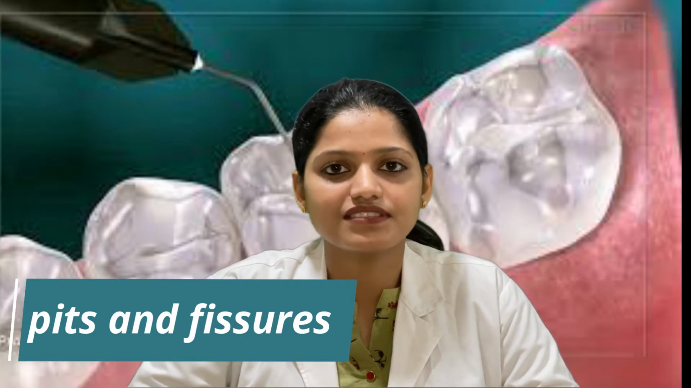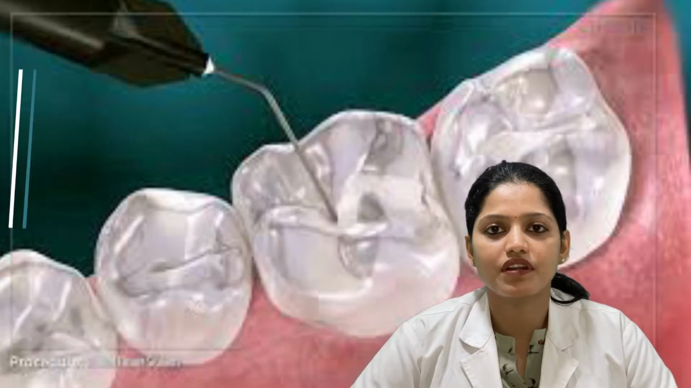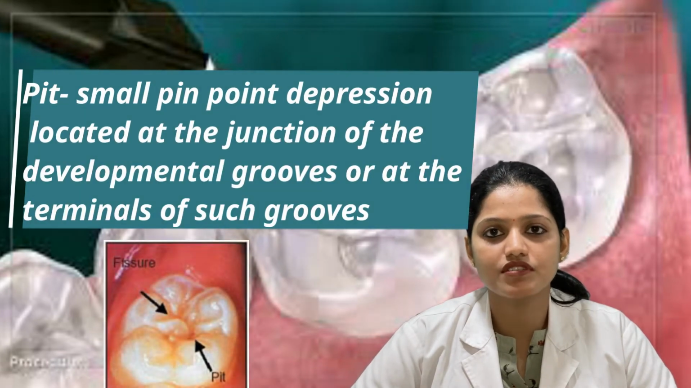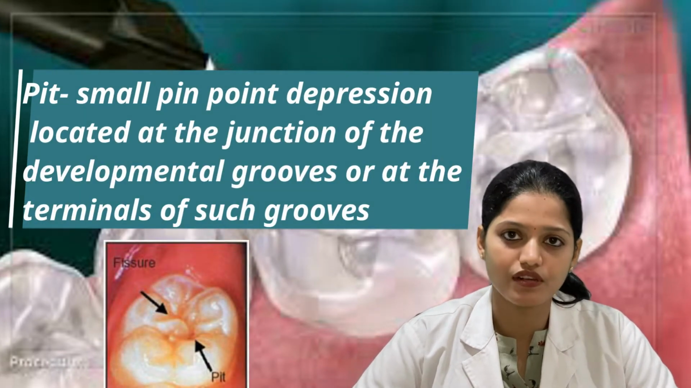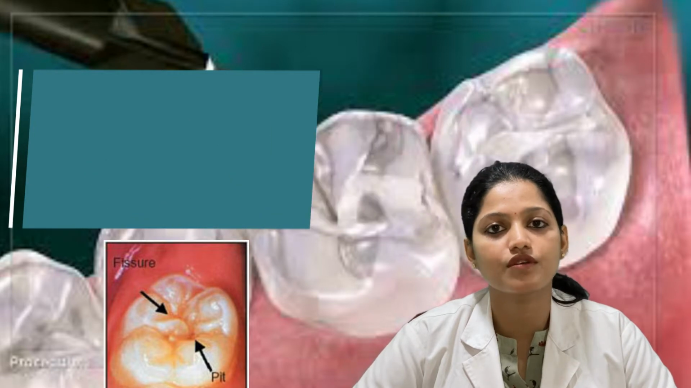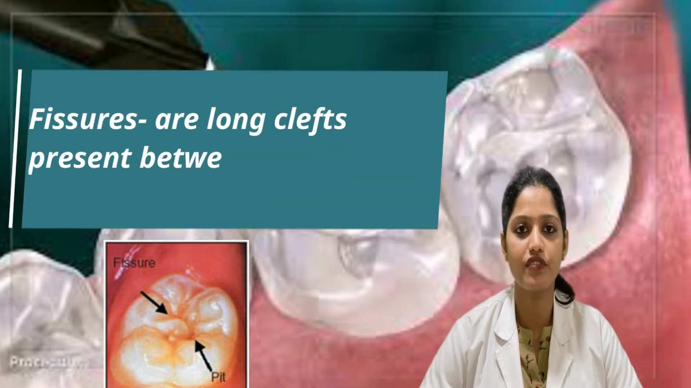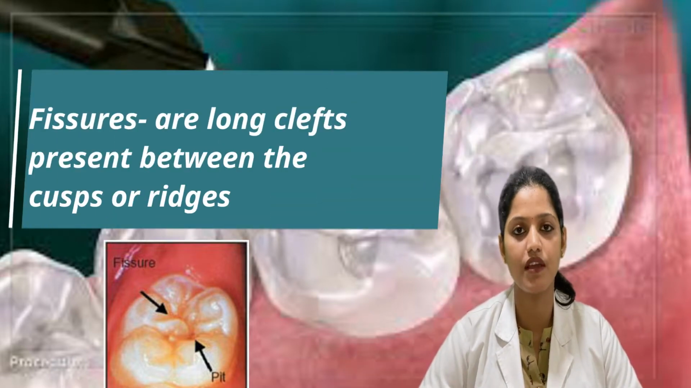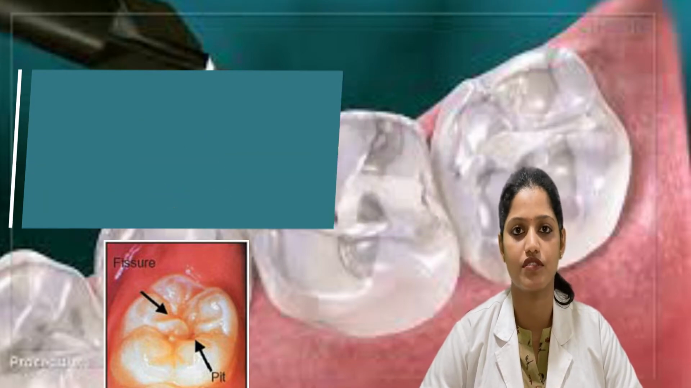Everyone, this video is about pit and fissure sealants. Before moving on to pit and fissure sealants, it is very important to know the difference between pits and fissures. A pit is nothing but a small pinpoint depression which is located at the junction of developmental grooves or at the terminals of such grooves. Whereas fissures are long clefts present between the cusps or the ridges.